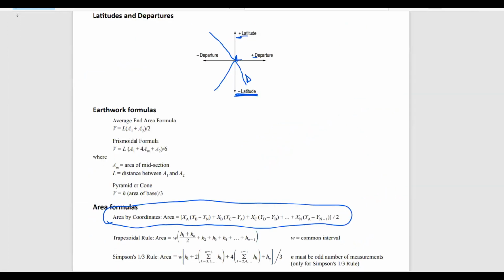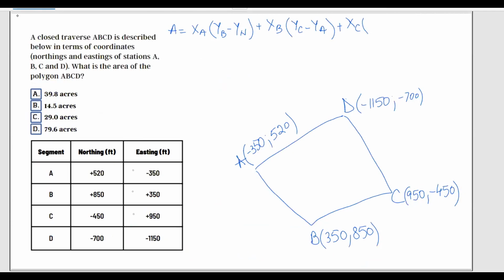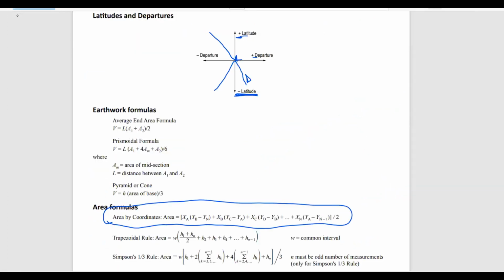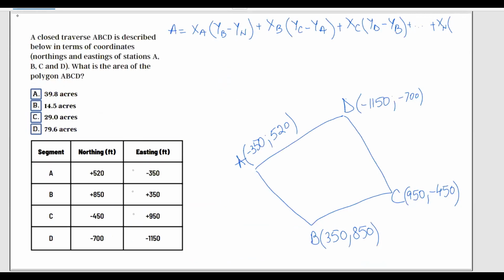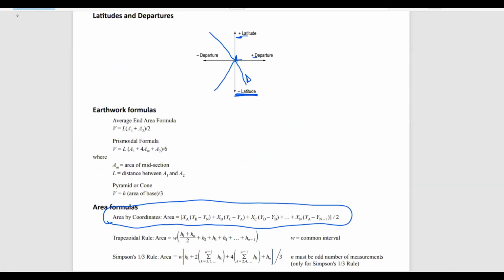Let's see what is in here. YD minus YB, YD minus YB plus XN, YA minus YA, YN minus 1. So YA minus YN minus 1. And all this divided by 2. A little bit squeezed, but we do understand what's written there.